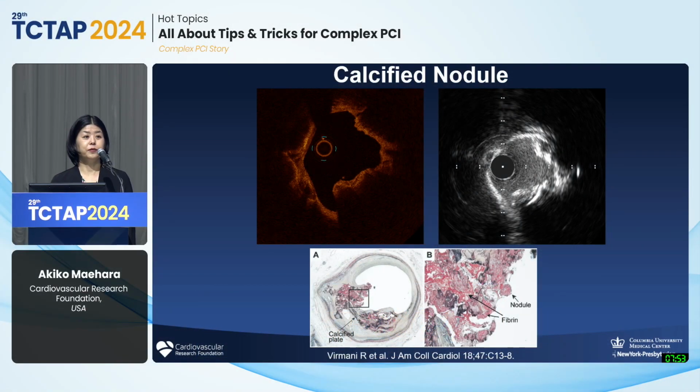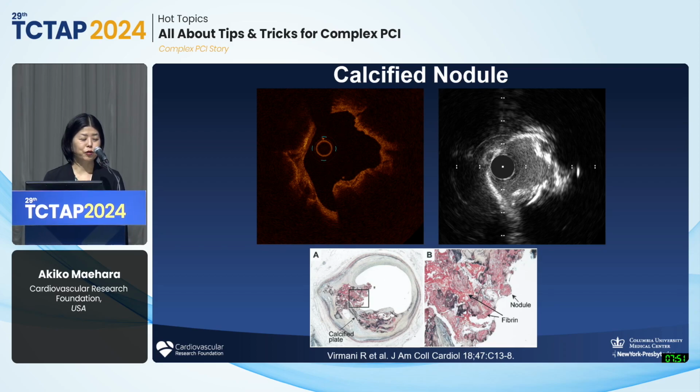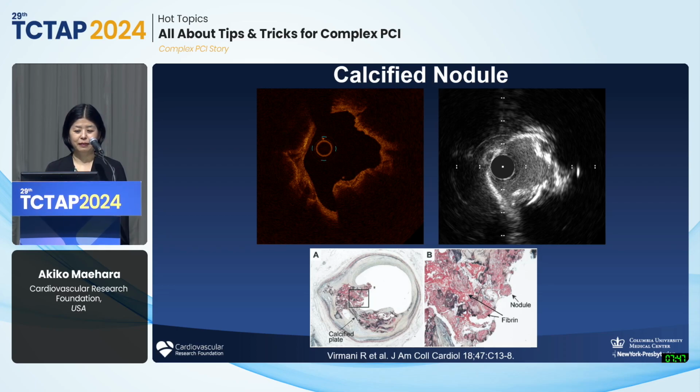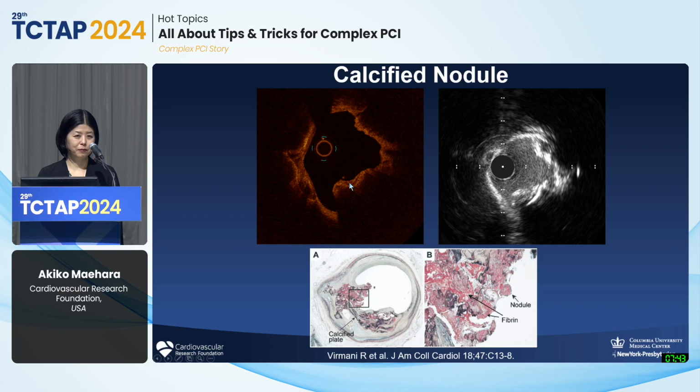The calcified nodule is defined as the accumulation of small calcium fragments on top of very dense calcium. By OCT, sometimes we confuse it with red blood cell because of the strong attenuation. That's because of the fibrin inside of the calcified nodule.